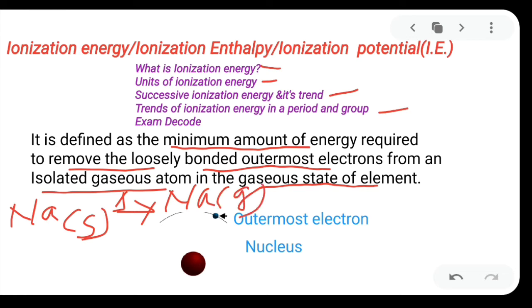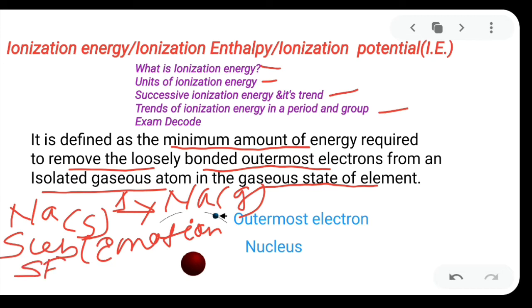And we know the process is known as the sublimation. What is sublimation? This is the conversion of the solid state to gaseous state directly, and the energy provided or required for this process is known as the sublimation energy or SE.